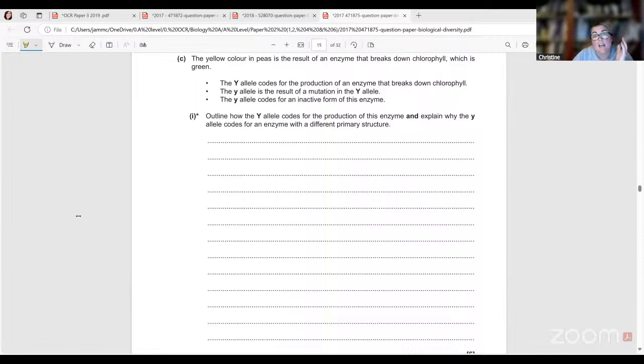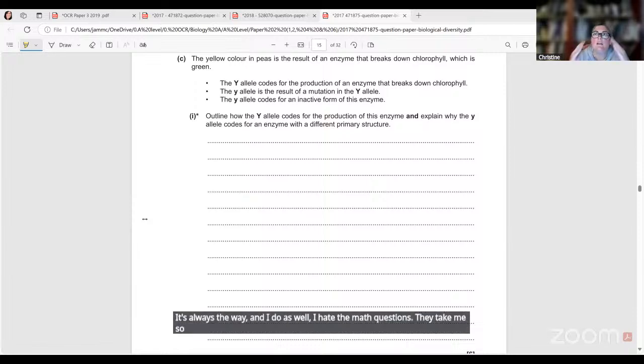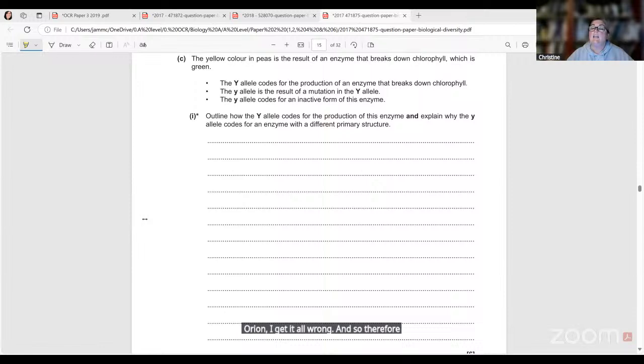It's always the way, and I do as well. I hate the math questions. They take me so much longer. The minute I get a math question and I see numbers, I can see them in front of me and I know roughly what to do with them. But sometimes when I start to do it, I get confused and it just goes awry and I get it all wrong. And so I have to do it again and again and again.